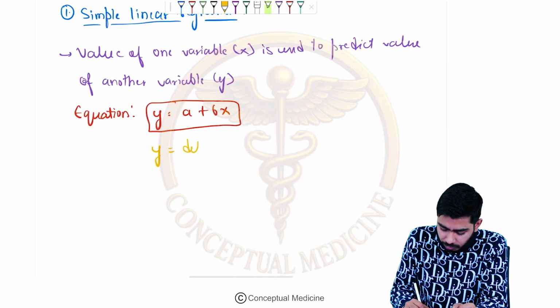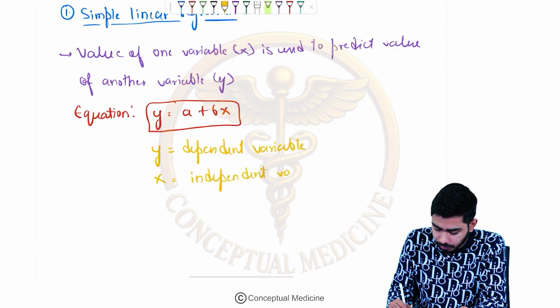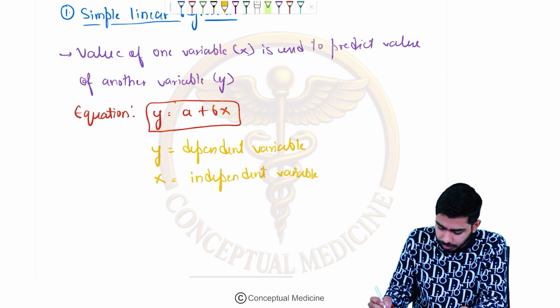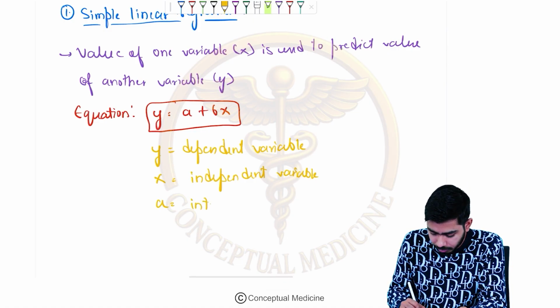So y will be the dependent variable, x over here will be the independent variable, right? A over here, that is the intercept or regression coefficient, intercept coefficient or regression coefficient.